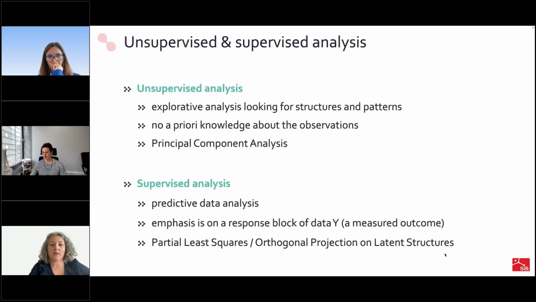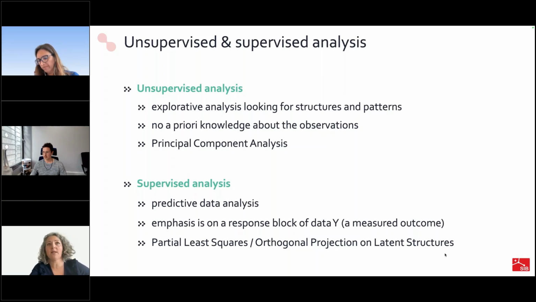In this family, we have to divide the analysis between unsupervised and supervised analysis. The unsupervised analysis gives you a way to explore the data. You are looking for structure and pattern, but with no a priori knowledge about the observations. So you really want to see how the data are, and if you see a signal that could be related to something you know about your data.